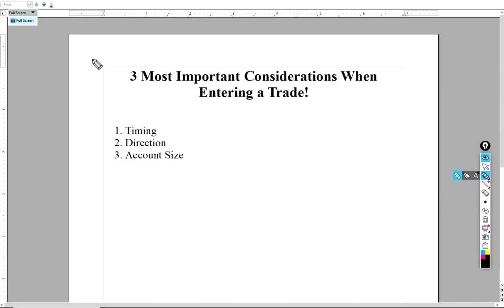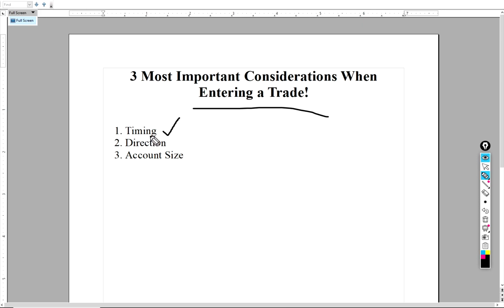Okay, so here we are on just a Word doc I threw together real quick. It's just a 1-pager here. The title is 3 most important considerations when entering a trade. And here they are. I know some of these are going to seem basic, but I'm telling you, a lot of people struggle with this. Number 1 is timing. If you're going to enter a trade, you have to have good timing.